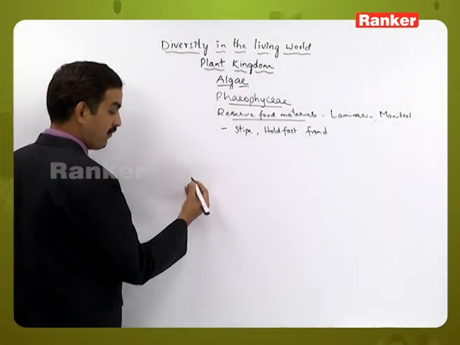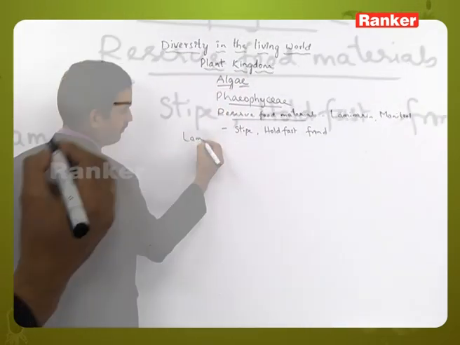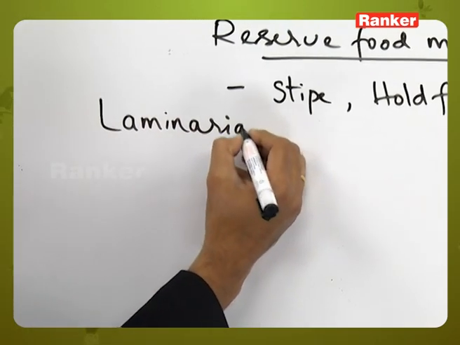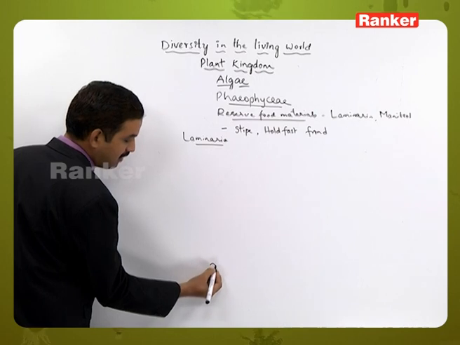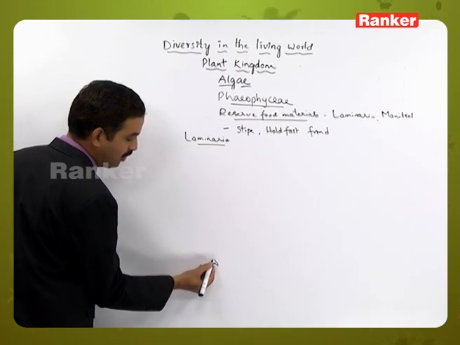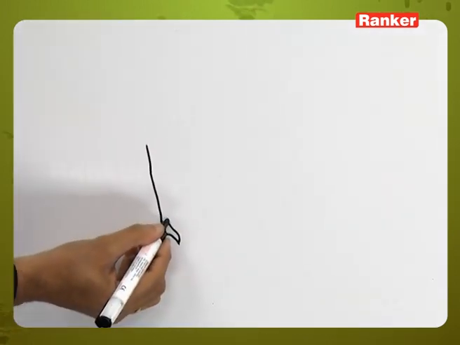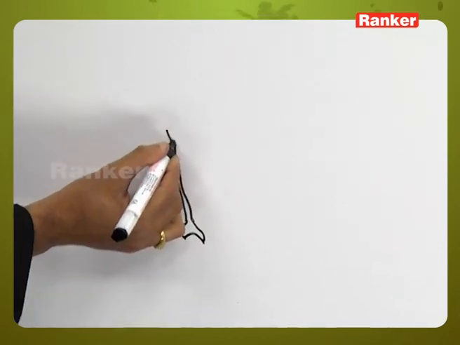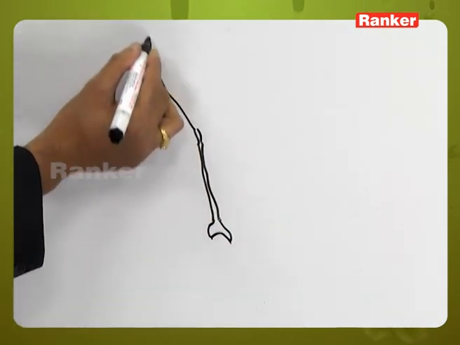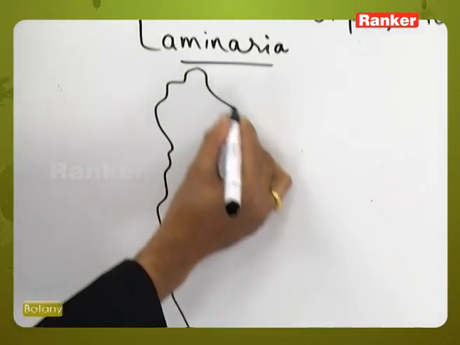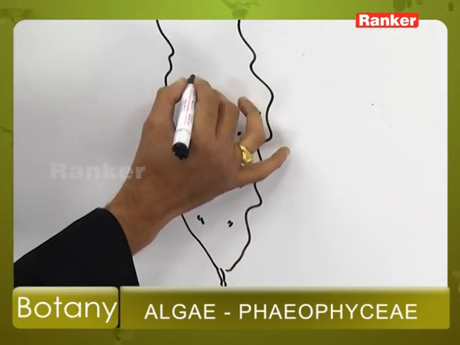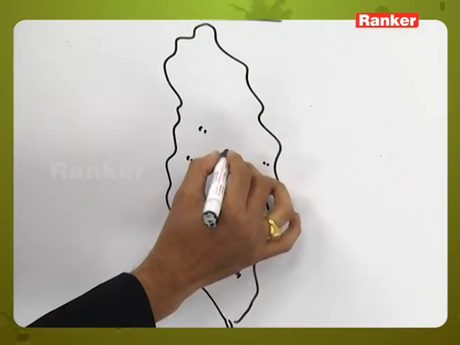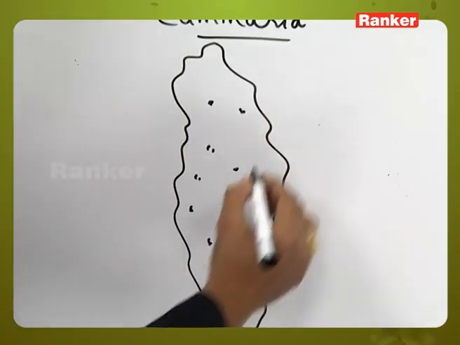If you see the body of Laminaria, at the basal part we can see an attachment organ which is called the hold fast. Above that, a thin structure will be there. This thin structure is called the stipe, and above that the frond-like organization will be present. This frond-like organization is concerned with photosynthesis.